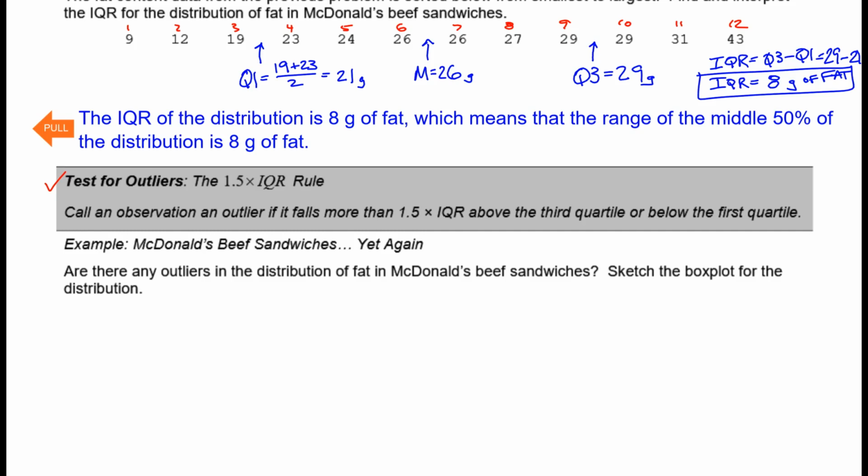And here's our test for outliers. It's called the 1.5 times IQR rule. And we're going to call an observation an outlier if it falls more than 1.5 times IQR above the 3rd quartile or below the 1st quartile. So let me kind of draw that out in an equation, and then we'll do an example.